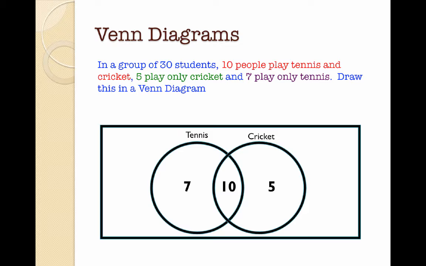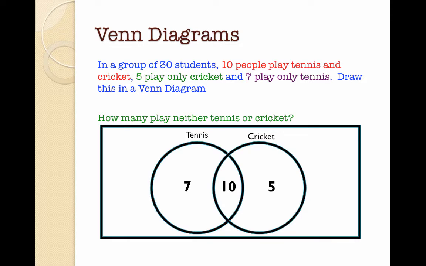Now that we've done that, we can actually answer a few questions like, how many people play cricket? Well, inside this circle is the number of people who play cricket, so it's 15. How many people play tennis? The number of people inside this circle is tennis, so that's 7 and 10, which is 17.